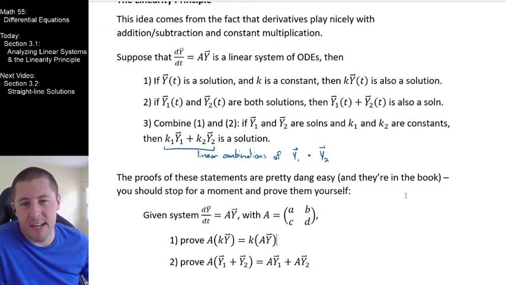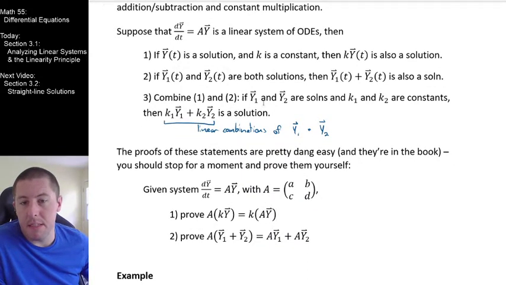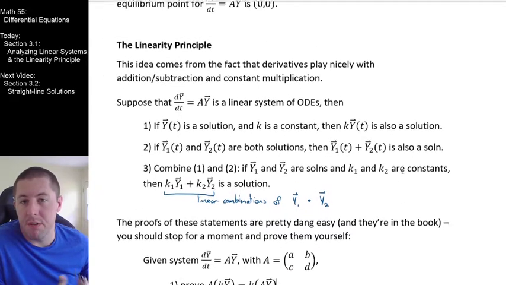So let's look at an example of this, because this seems kind of weird and I feel like I made some claims that were maybe me getting a little bit ahead of myself right now. So let's look back at an example that we've previously seen. Let's see these statements in action right here, so that we can get a better feel for the linearity principle.